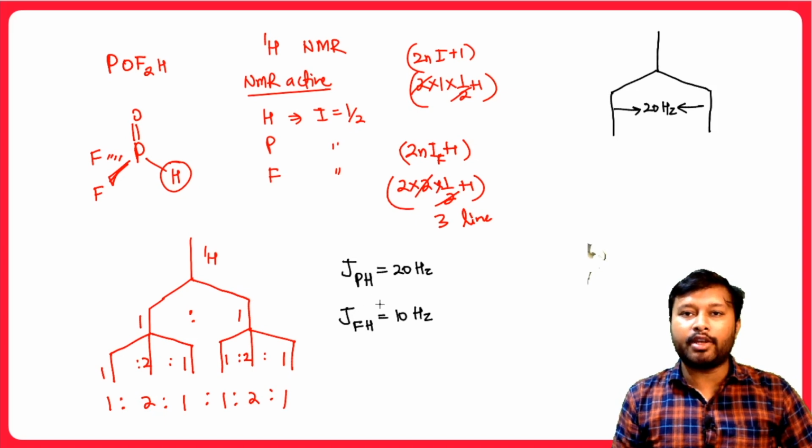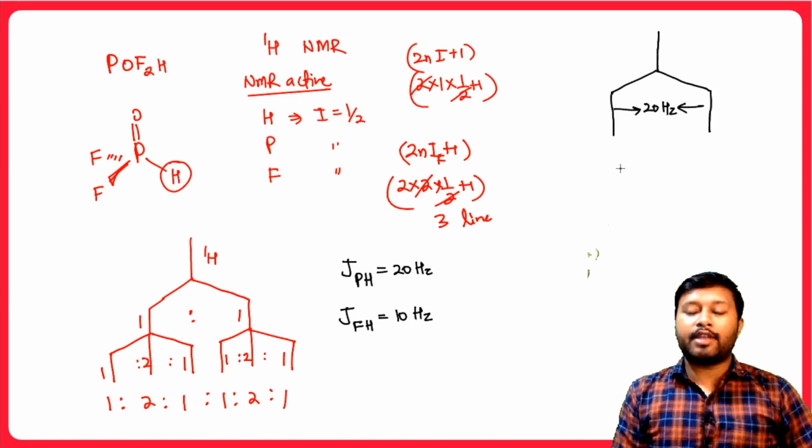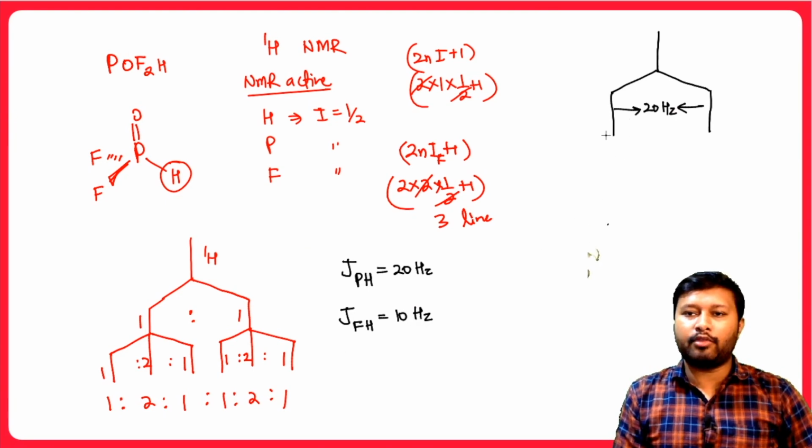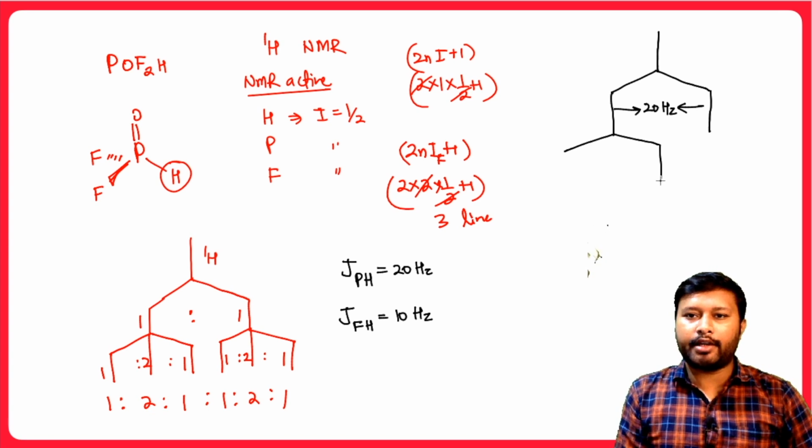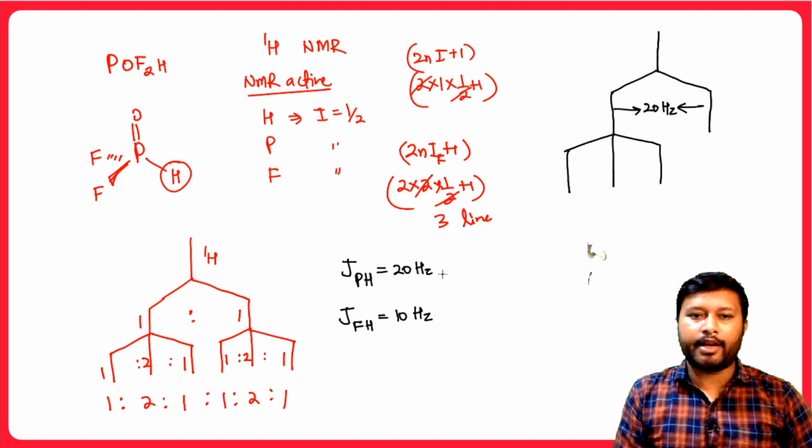The next thing is fluorine is going to split it up, and that has a J value of 10 Hertz. So that means this fluorine is going to split it up into 3 lines, and these 3 lines are actually 10 Hertz apart. And since I told you it is 1:2:1, the central line will have higher intensity, right? That's how I should write it down.